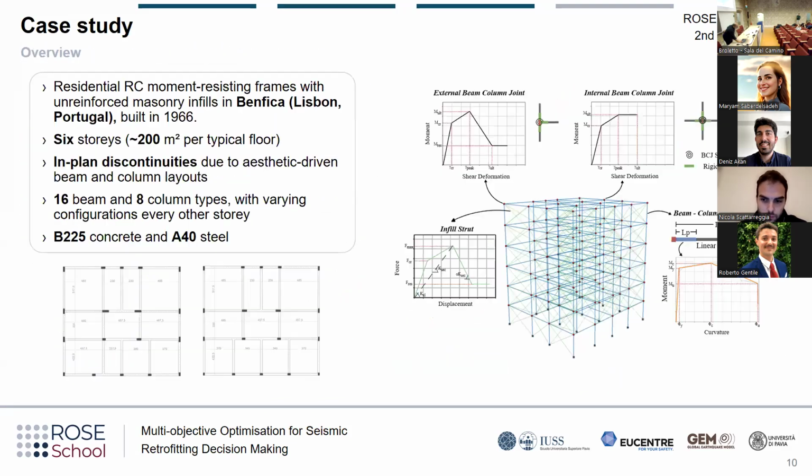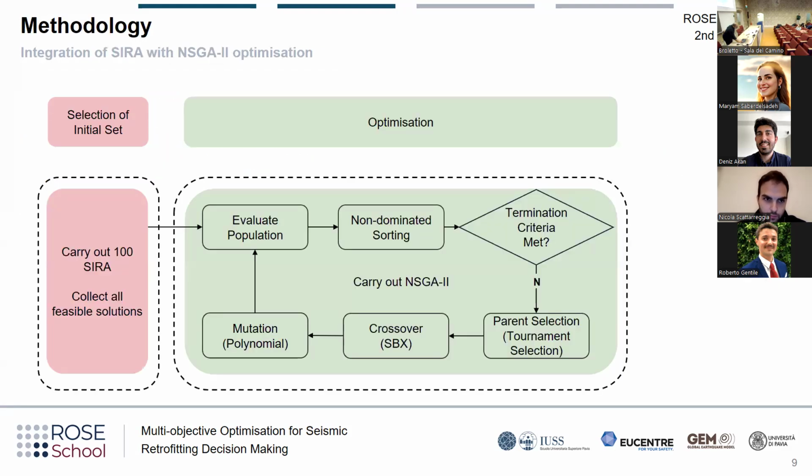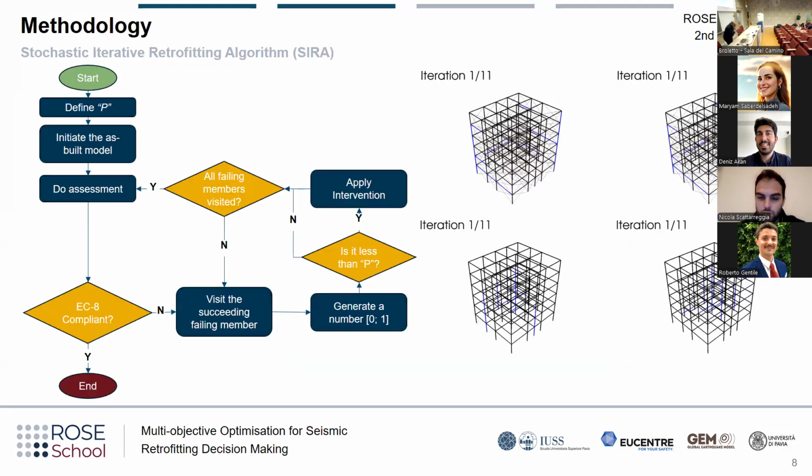No. The easy answer is that it is. But the whole algorithm is here. You have two for loops, basically. In the first for loop, you are just visiting all the members that are failing. And then you go and check the building again. If it is not code compliant, then you do the same procedure again and again. Of course, if we decrease the p-value, it will explore more, but the computational time will increase.